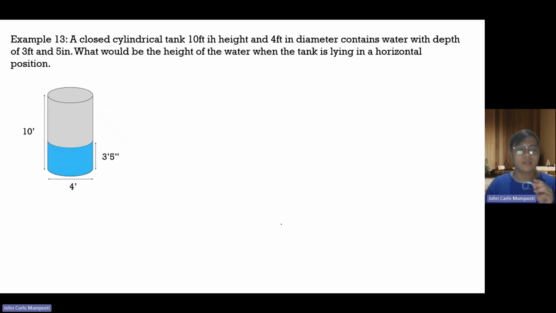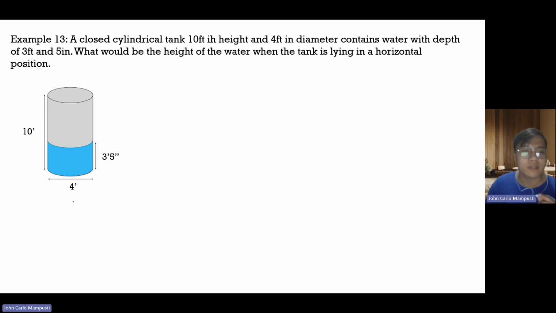Next one. Okay. A closed cylindrical tank 10 feet in height and 4 feet in diameter contain water with depth of 8 feet and 5 inches. So that's the depth of the water dun sa tank. What would be the height of the water when tank is lying horizontal position?